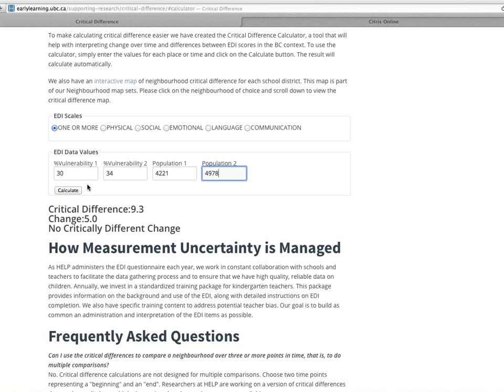And the other one? Okay, and so now we are going to look at a larger community. This happens to be Surrey from wave 2 to 5. And so Surrey is much larger than the previous two examples that we looked at. And actually the change in vulnerability is very similar to Niska. So it's actually a 4% change from 30 to 34. So very similar levels of vulnerability. But we have 4,000 to almost 5,000 children there in those two waves.